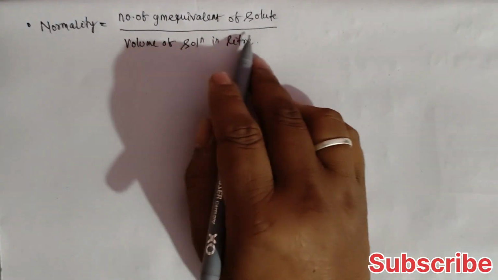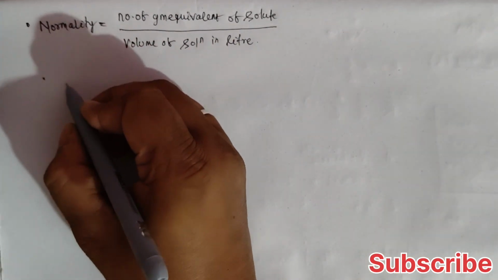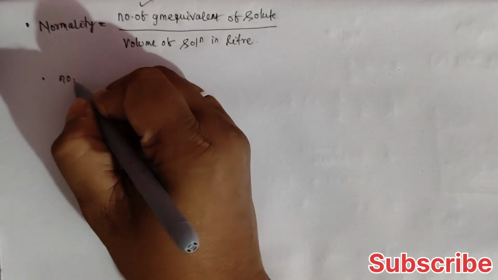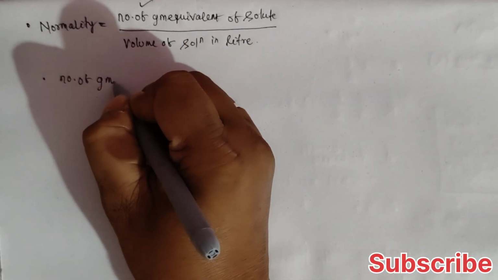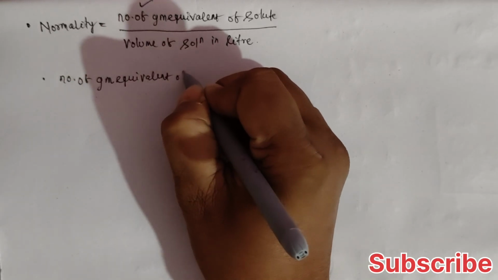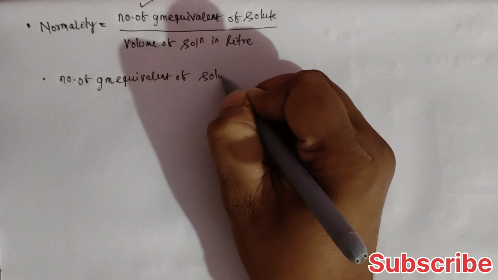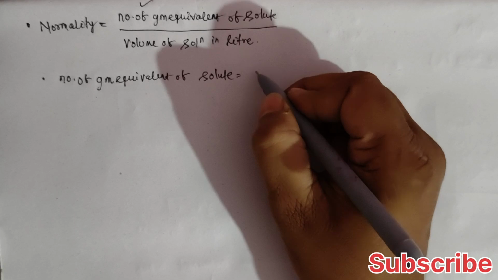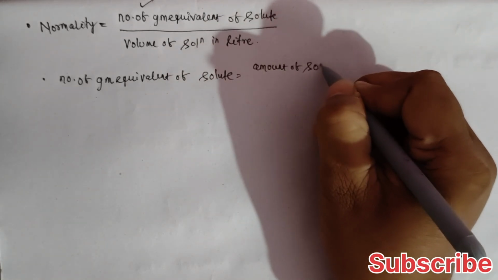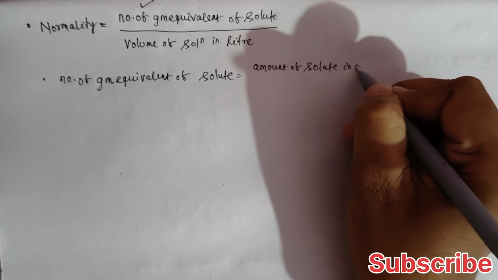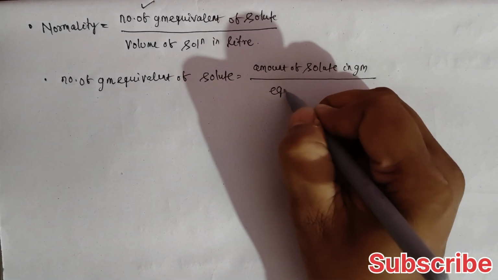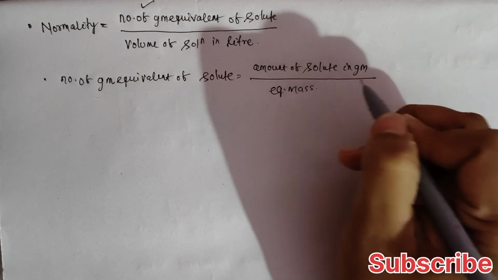So this number of gram equivalent of solute also has a formula. This term, this numerator, number of gram equivalent of solute, also has a formula of amount of solute in gram whole divided by equivalent mass. Clear?